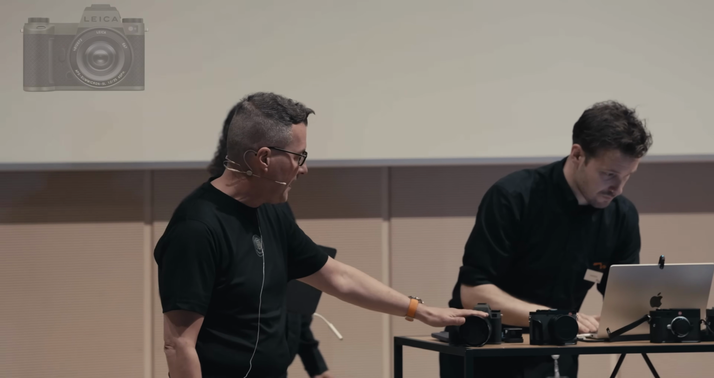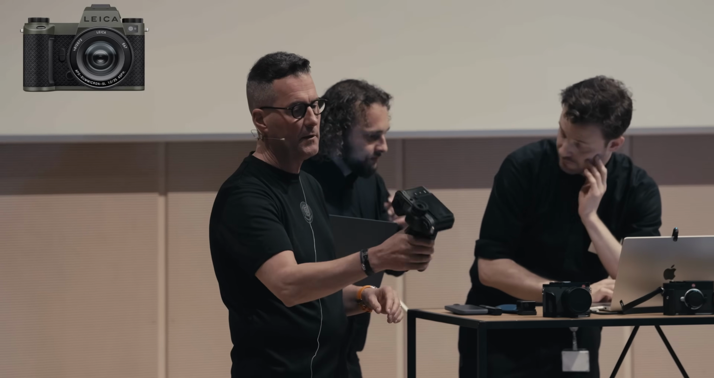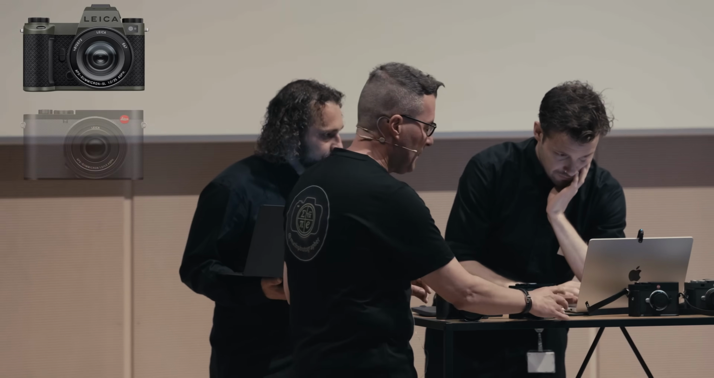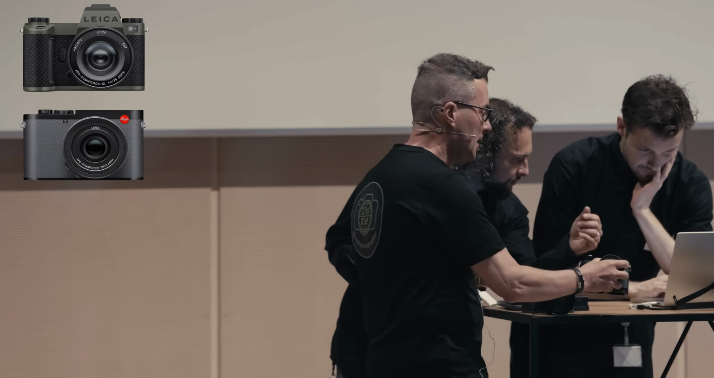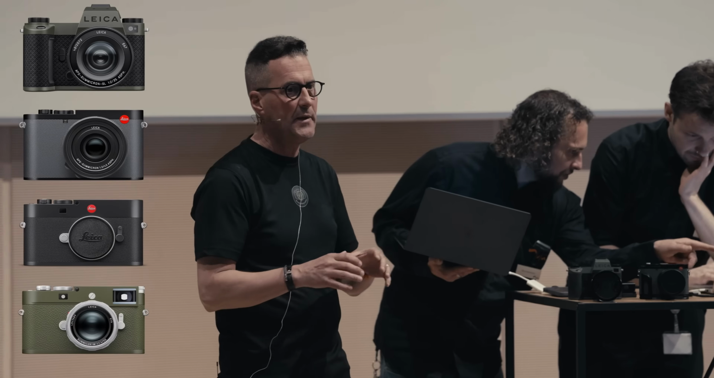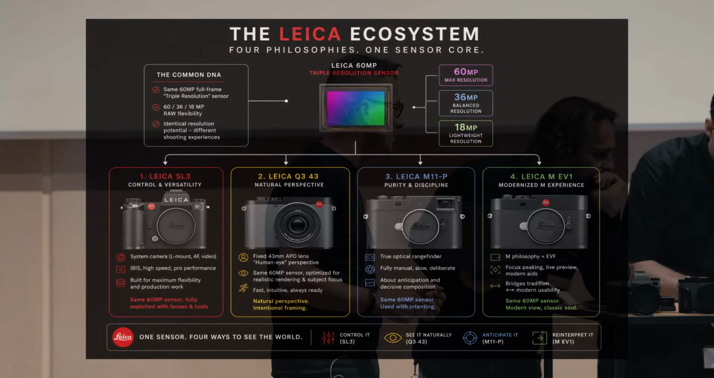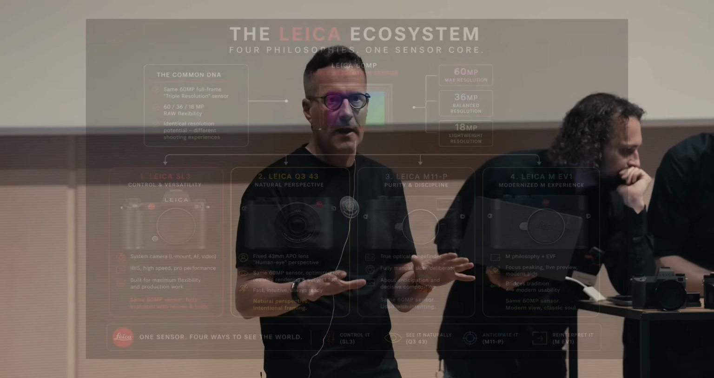You see my Leica SL3, the posh one, reporter style, green, aramide, Kevlar type finish. My Leica Q3 43, and you see here the Leica M EV1 and the Leica M11-P, and that's what I will call here for the next 30 to 45 minutes the ecosystem, the Leica ecosystem. I need a chart to show you better what this all means, and we exclude other items.